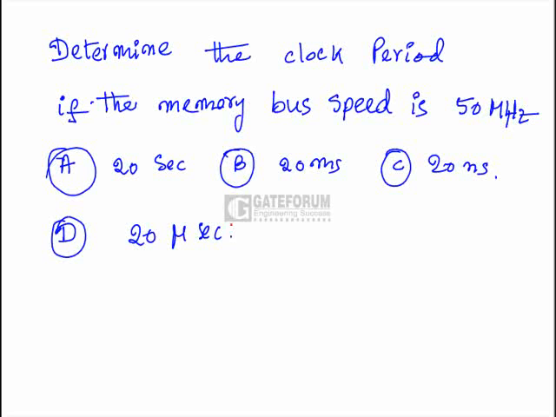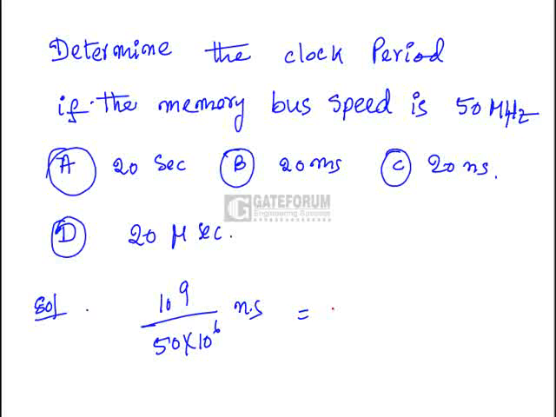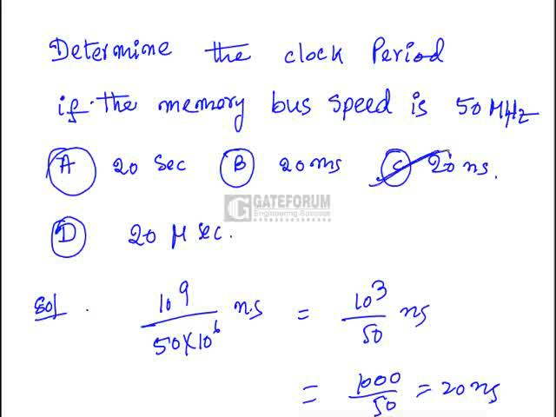Clock period if the memory bus speed is 50 megahertz. So 50 megahertz is the memory bus speed given. We have to determine the clock period. Actually the memory bus speed is given as 50 megahertz. The clock period is 10 power 9 divided by 50 megahertz. Mega means 10 power 6 nanoseconds. So this is nothing but 10 power 3 by 50 nanoseconds. That means 1000 by 50, which is 20 nanoseconds. So option C is the correct option.